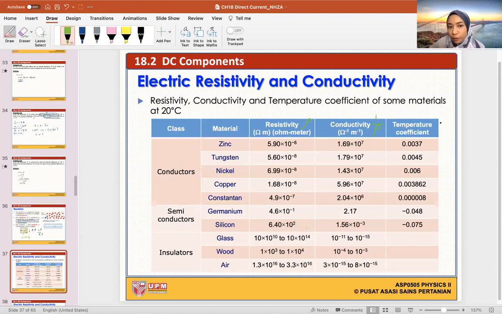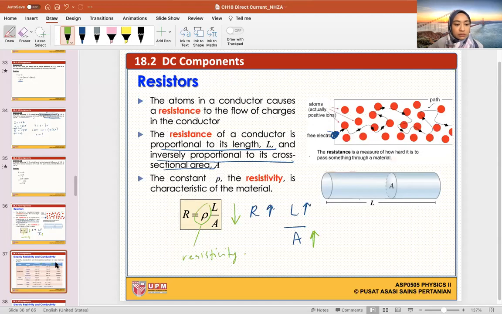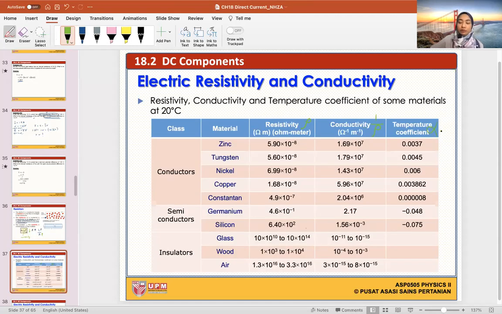We've seen this in chapter 14. It's called alpha. We have seen alpha already, and we are going to see it again today.